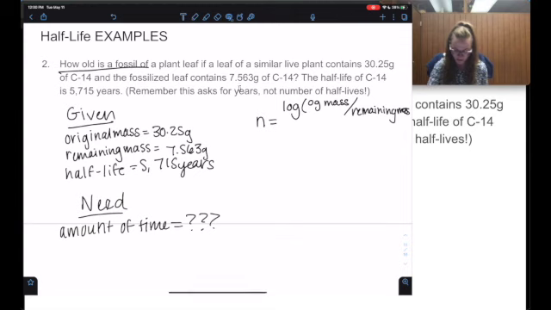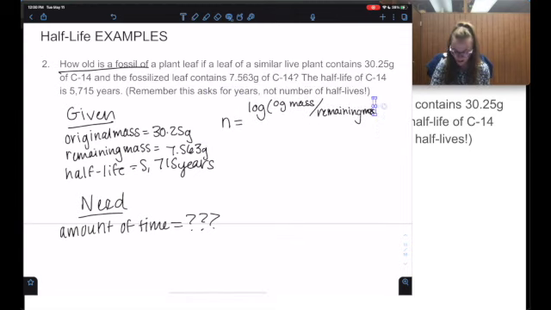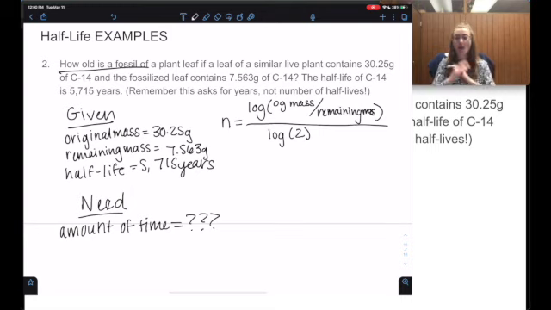Let me scoot this over a bit. I don't know why I started so far over. Remaining mass. And we're going to divide that by log of 2. I got the logs in how I solved the math problem, so don't worry about how we got here. If you really would like to know, come meet with me. I will show you how to solve these math equations, but the information that you're given here, don't worry about it. Just know how to use these equations, right?